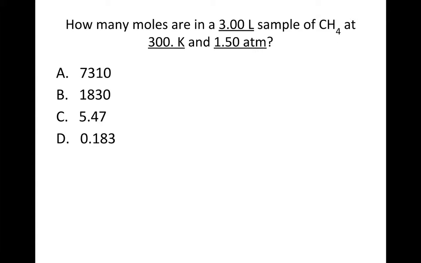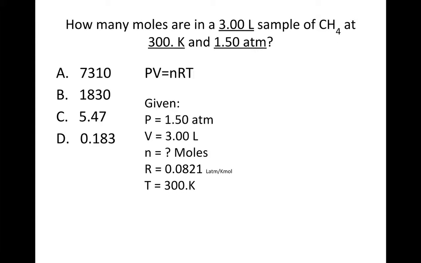So let's put this one into practice. We're wondering how many moles are in a 3-liter sample of methane, CH4, at 300 kelvins and 1.50 atmospheres. I'm using the equation PV equals nRT, because that's the only one that gave me moles with liters, temperature, and pressure in it. My givens are 1.50 atmospheres, volume 3 liters. I'm looking for moles. The R that I'm going to use here is 0.0821 liters atmospheres over Kelvin moles because I'm given liters, kelvins, atmospheres, and I'm looking for moles. And I have a temperature of 300 Kelvin.